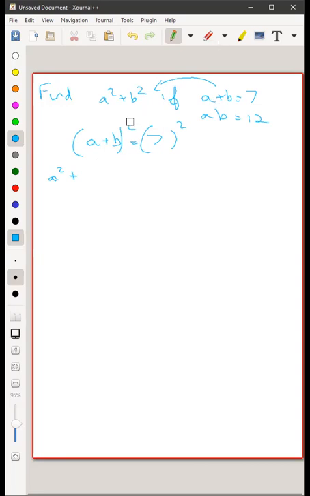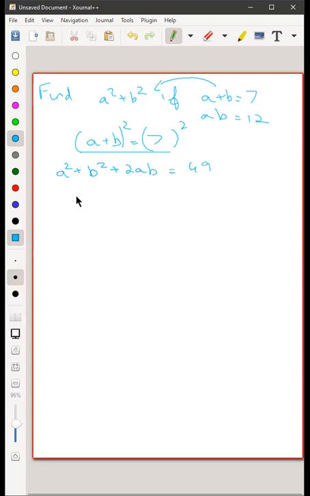So first step is write down what we know. We know already that a plus b is equal to 7. This is what we write down in the first step. Now we square the left hand side and the right hand side and expand this. So what is the expansion of a plus b whole square? a square plus 2ab plus b square is equal to 49.